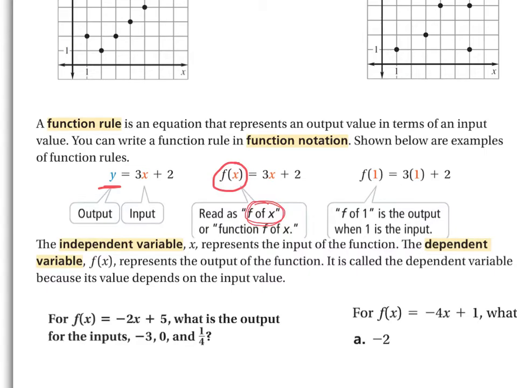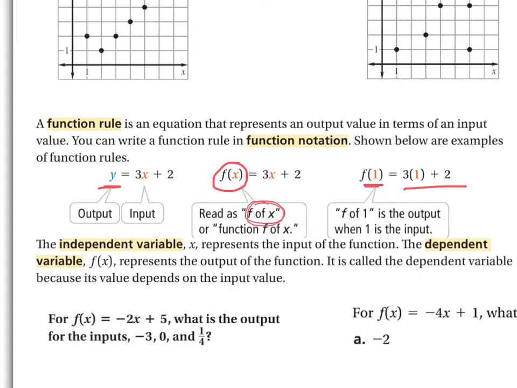So, f of x means the function where your input variable is x. Okay? That's what f of x means. It's the function where your input variable is x. And if we actually input something into the function, for example, if we want to substitute a 1 into it, then we would write that f of 1 equals 3 times 1 plus 2. Okay?